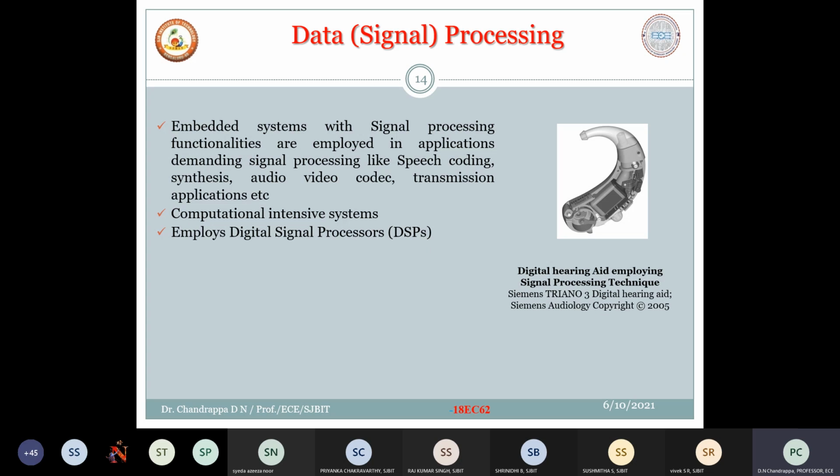Embedded systems with special processing functionalities are employed in applications demanding signal processing, like speech coding, synthesis, audio, video, transmission, all these things. For example, in the previous slide I explained a bit about how data is stuffed, encoded and decoded, and transmitted in the form of packets. So in the computer communication network, we have all such kind of things.